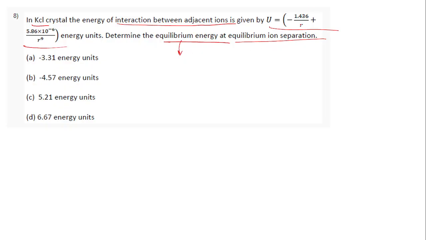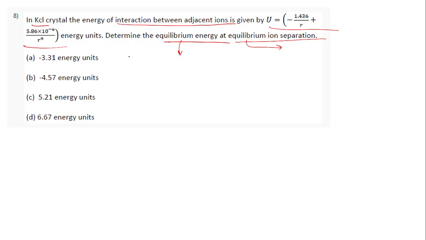This is the energy expression, but the distance is known. If we find out the R naught, the equilibrium ion separation or equilibrium distance between the ions, then we can substitute the value of that R here and we can find out the equilibrium energy. So first our job is to find this equilibrium distance or equilibrium ion separation.